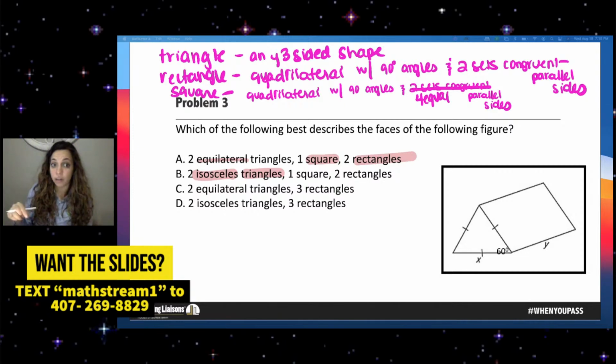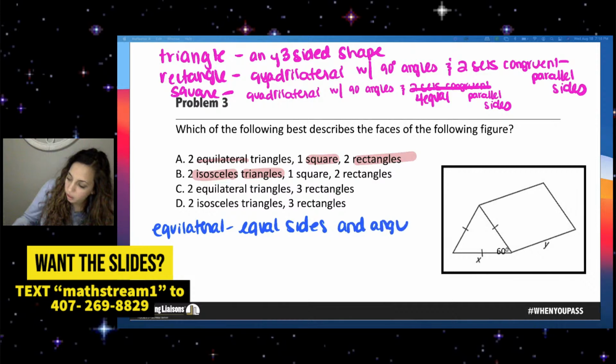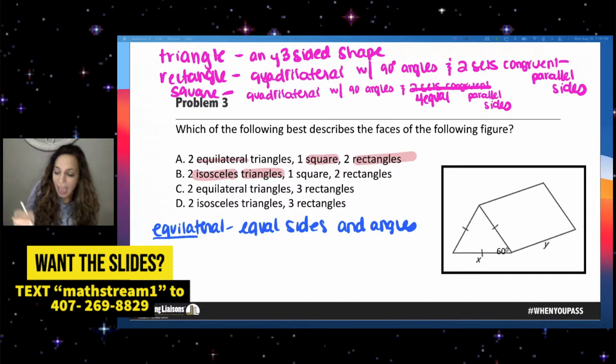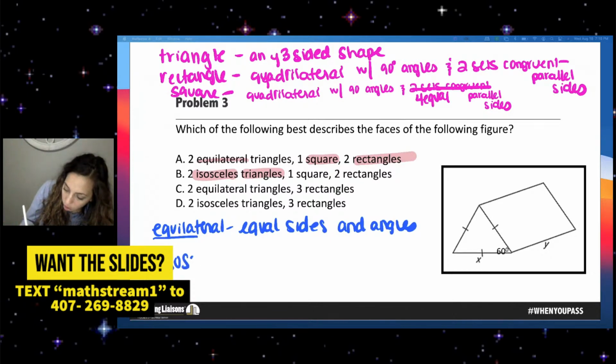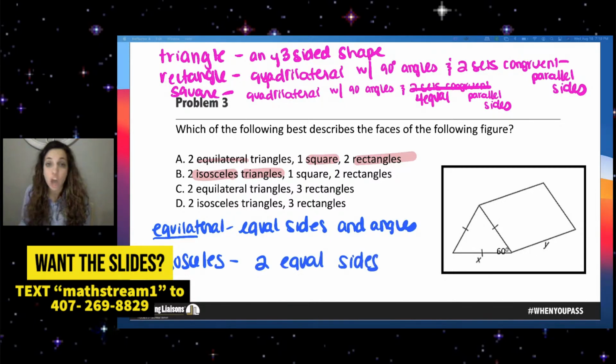Now let's talk about equilateral and isosceles. These are vocabulary terms that we only use when we're describing triangles. An equilateral triangle has equal sides and angles. That makes sense. Equilateral, equal. An isosceles triangle has 2 equal sides, exactly 2 equal sides. Not more than, not less than. It has exactly 2 equal sides.